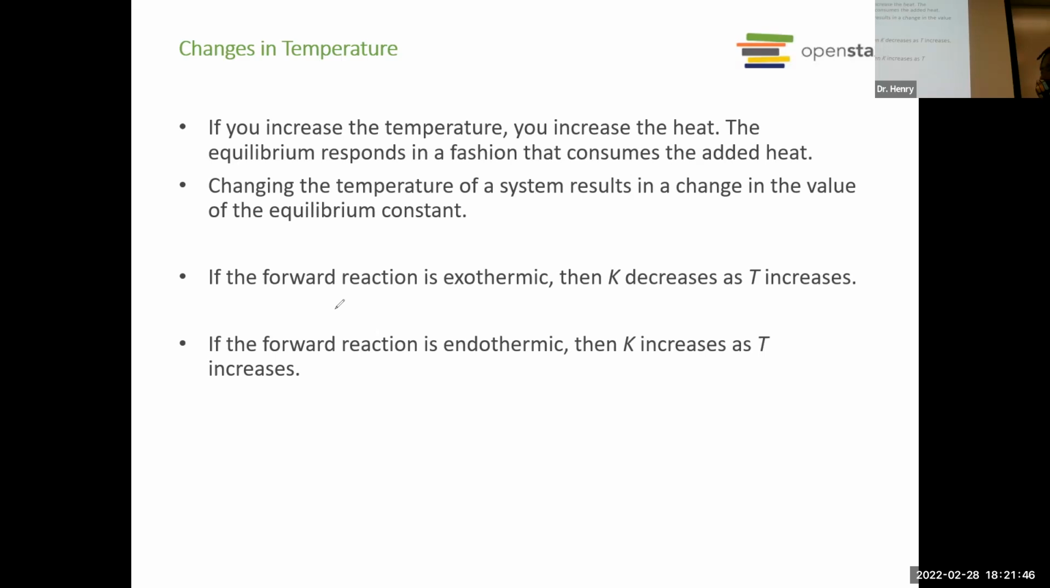In terms of PV equals nRT, pressure increases as temperature increases. In the case where the forward reaction is endothermic, that means basically energy has to be put into the system. Then K is going to increase as temperature increases, right? So they're going to be directly proportional. Indirectly when it's exothermic, and directly when it's endothermic.